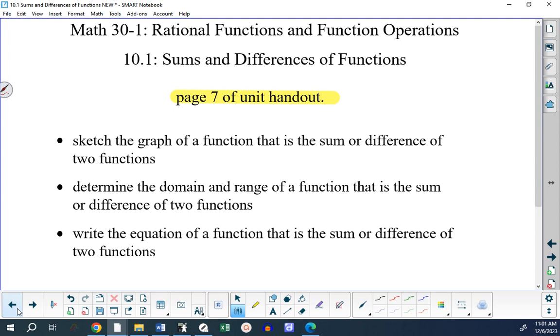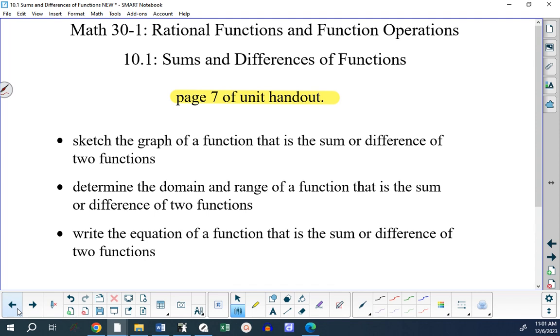I believe this is page 7 of your unit handout. Once again, I did my best to double check things, but I've changed this unit considerably from what it's been over the past few years. So if you see discrepancies between what's in your handout and what's up here, please let me know.